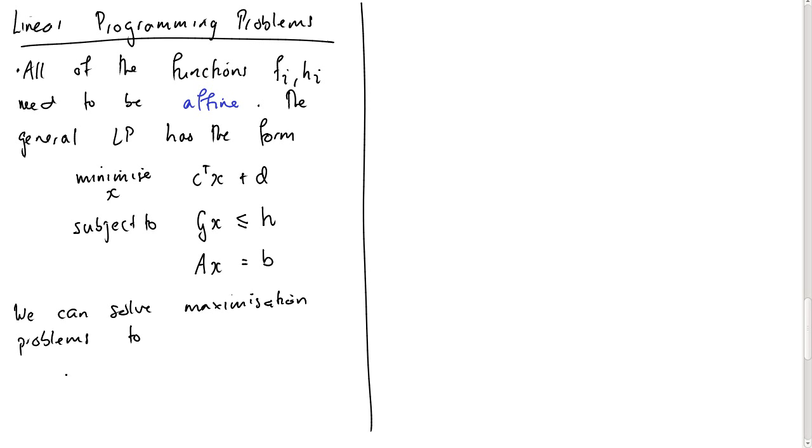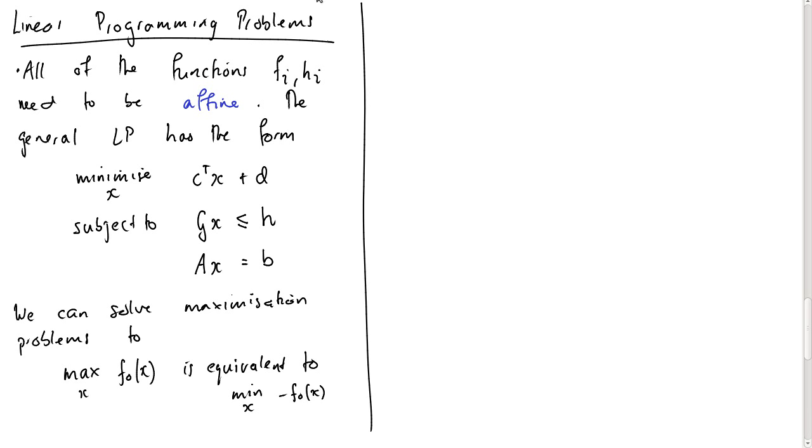How? Well, we'll just note that maximizing f naught of x over x is equivalent to minimizing negative f. So if we have a maximization problem, we can turn it into a minimization problem by just multiplying the objective by -1. Okay, so that's a general LP.